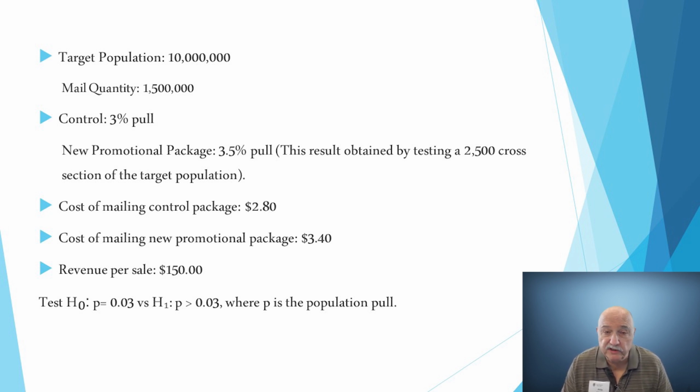Okay, it would seem reasonable that what we would want to do in this situation is test the null hypothesis that the population response rate or population pull is 3% versus the alternative that it is greater than 3%. This is a one-sided test, and specifically it is a right-sided test.